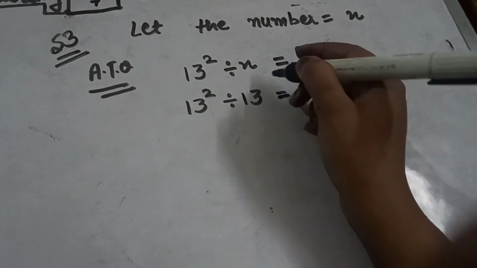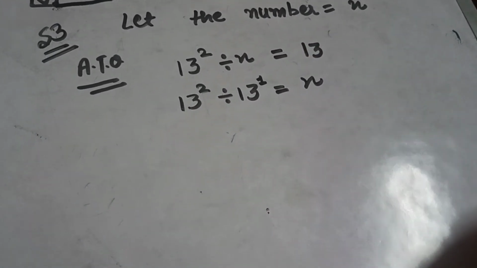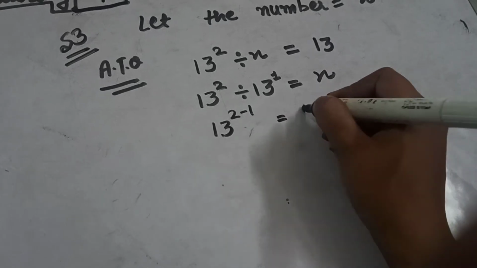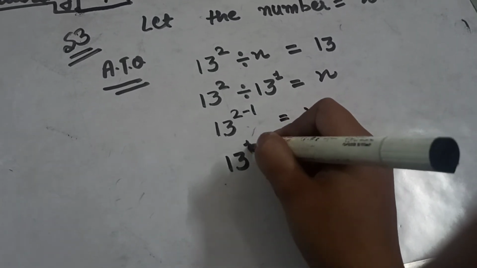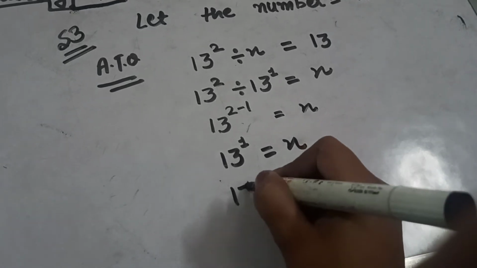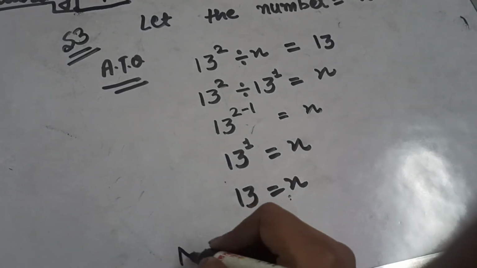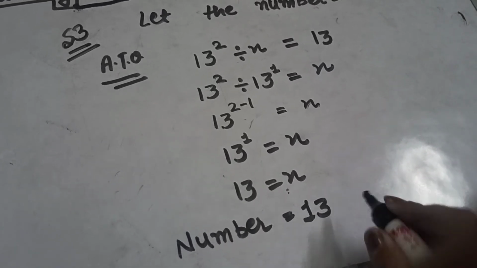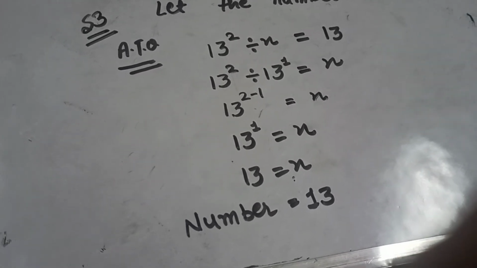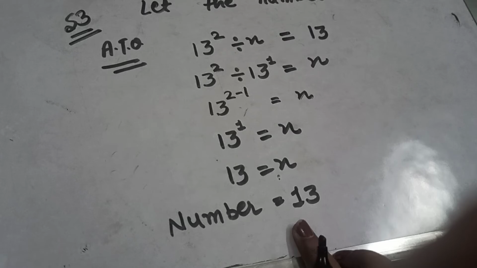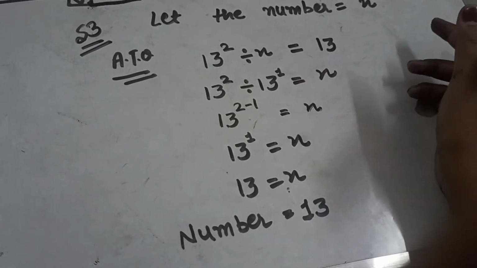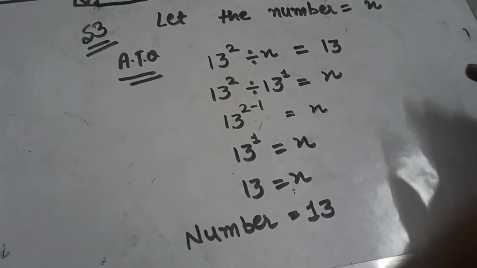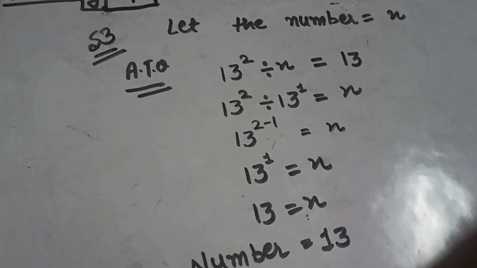Now if no power is given, it means 1. Base is same, again 2 minus 1 equals x, and that is 13 to the power 1 equals x. So 13 equals x. So the number is equal to 13. Get the number? What number we have to divide by? That is 13 to get the quotient 13. Clear?